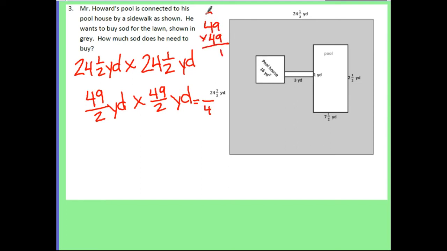9 times 9 is 81. 4 times 9 is 36 plus 8 is 44. Now I'm done with my ones place. I'm going on to the tens, which means I need a placeholder 0. 9 times 4 is 36. 4 times 4 is 16 plus 3 is 19. Now I add those two, 1 plus 0, 4 plus 6. I'm going to add my 9 and my 1 to get 10, plus 4 is 14. So I end up with 2,401 fourths.